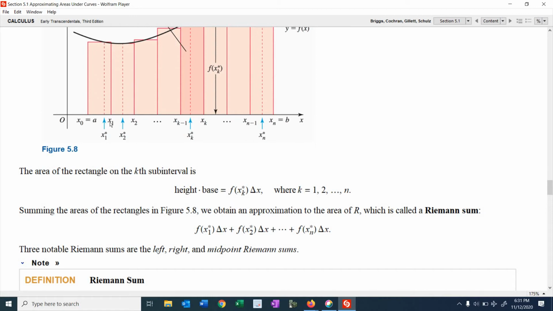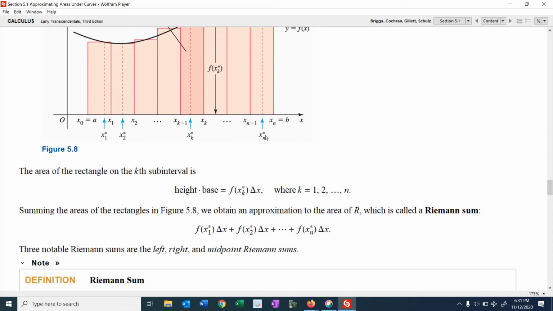Then we just keep doing that for each rectangle. So when you get to the second rectangle, we're going to pick some point in this subinterval. We're going to label it as x sub 2 star. We're going to plug that point into the function to get the y value at that point. And then we're going to draw a rectangle the height of that particular y value. Then the area of that rectangle is going to be the width times the height. Again, the width is delta x, and the height is going to be f evaluated at x sub 2 star. So that's the area of the second rectangle.